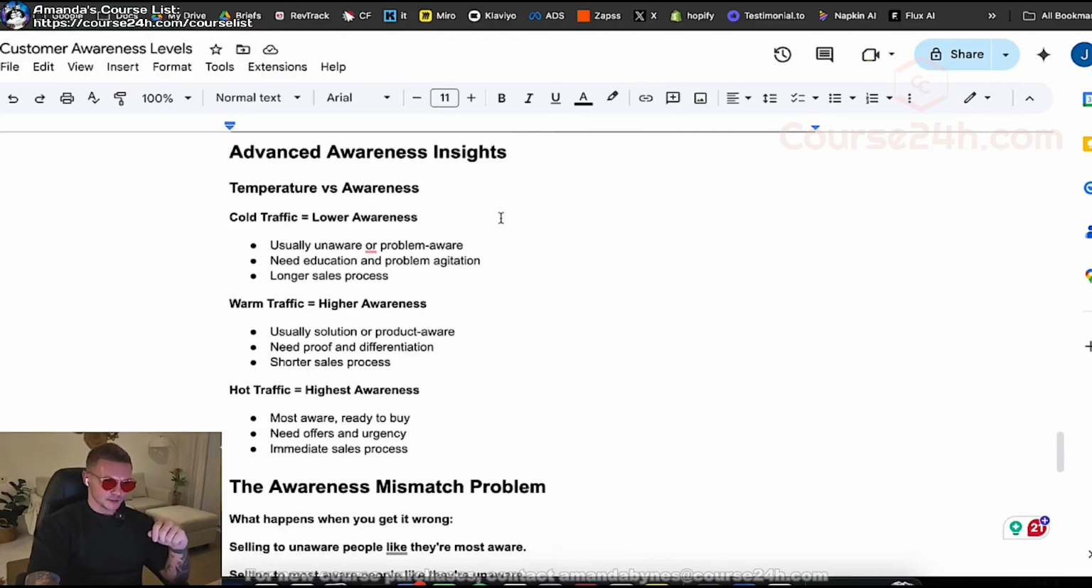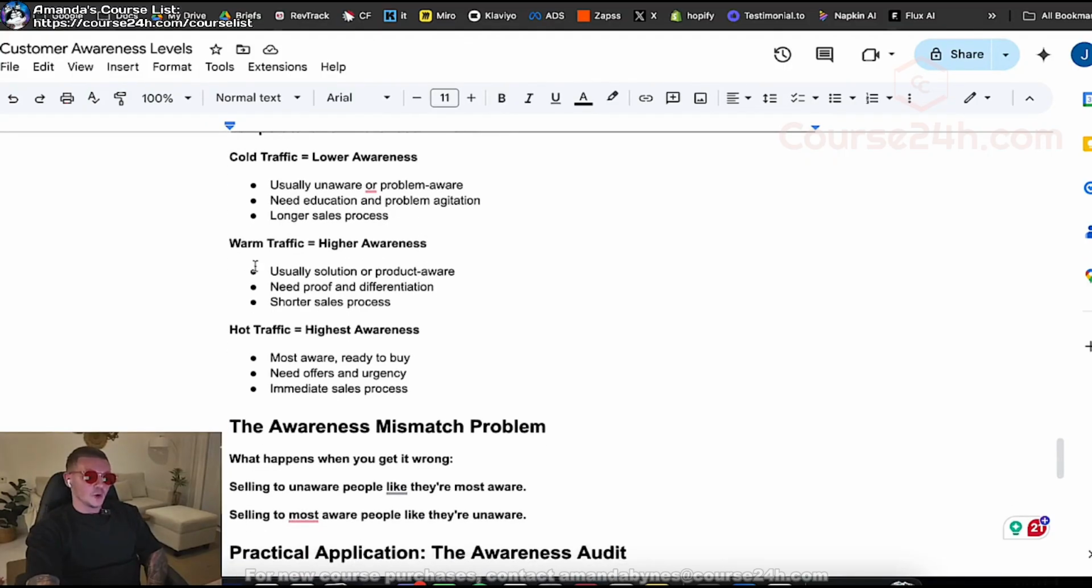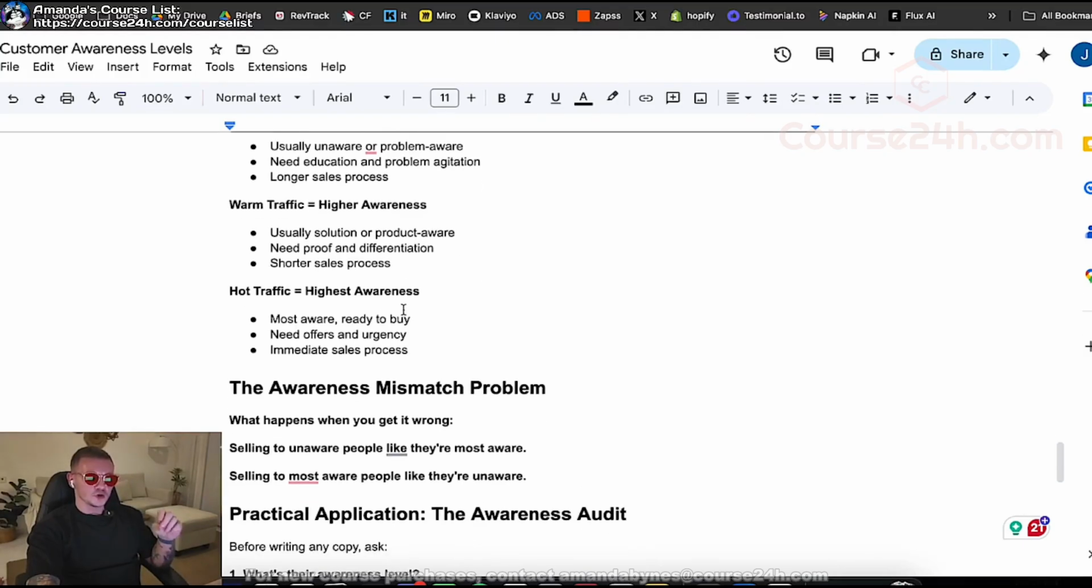Advanced awareness insights. So temperature versus awareness, that's kind of what I was going over there. Colder traffic tends to be lower awareness, usually unaware or problem aware. They need education and problem agitation, and it's a longer sales process, obviously. Warmer traffic, higher awareness, usually solution or maybe even product aware. They might even know what your product is. They just need proof and differentiation, the unique mechanism of the solution. Shorter sales process. Hot traffic, they're most aware. They're ready to buy, they know the product, they just need the offer and the urgency.